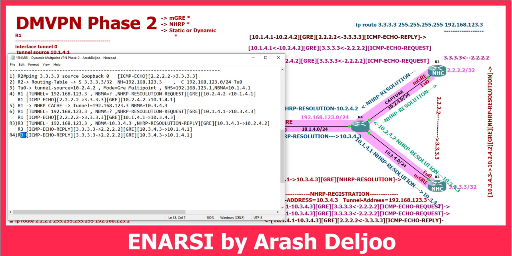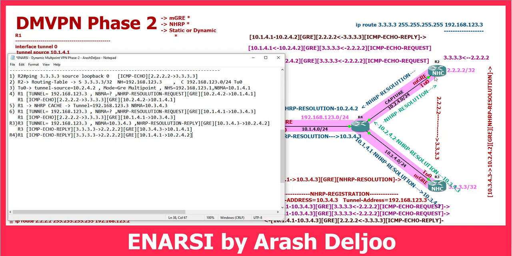This is R1. Okay, ICMP echo reply from quad 3 to quad 2. Source is 10.1.4.1, destination is 10.2.4.2. Okay, actually router 2 received its reply for the first ICMP echo request, and at this time now router 3 answered with, for example, the NHRP resolution reply to router 2.